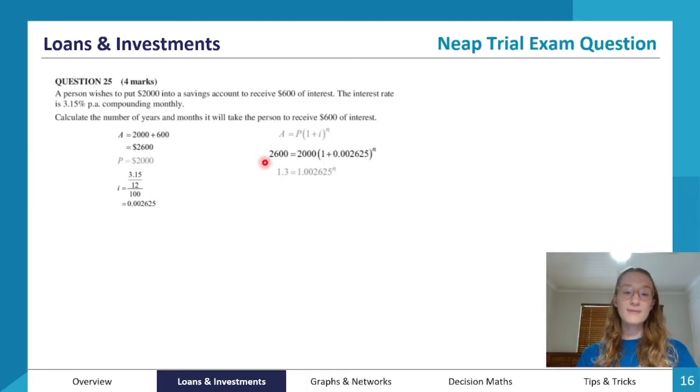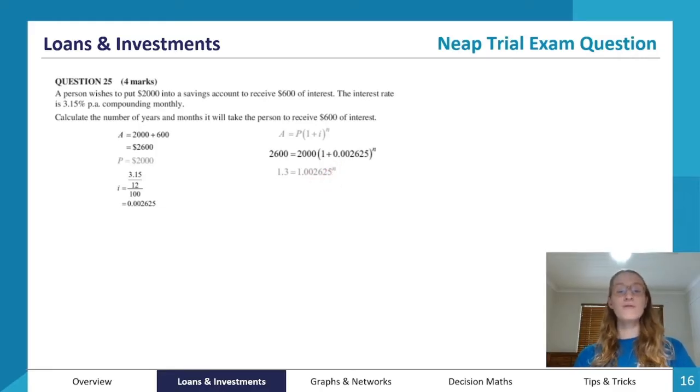So what they've done to simplify this is they've divided each side by 2,000 so that we can isolate more of our variables. So we took 2,600 and divided it by 2,000. We divided this side by 2,000 as well, and that cancelled out. So we're left with 1 plus our I value, to the power of N.